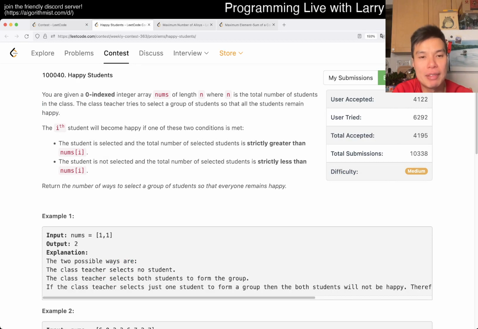Let me know what you think about this problem. So this one is very tricky to read. I feel like every problem this contest is actually kind of hard to read, maybe except for Q1. So let me know what you think in the comments. Let me know how you did. Let me know if you're a happy student.